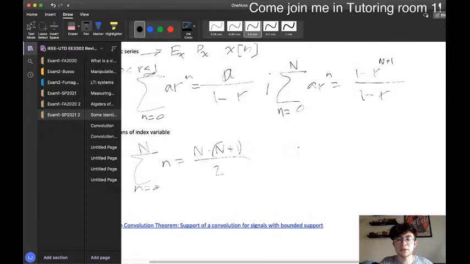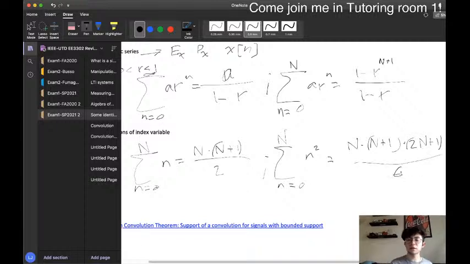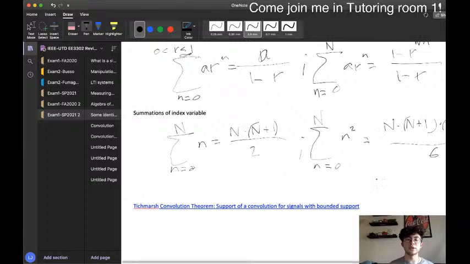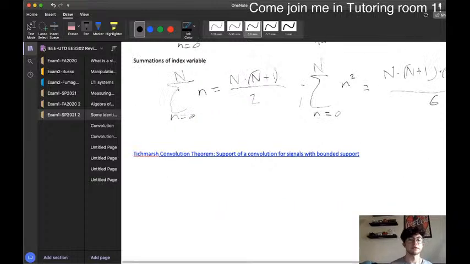We can also get the sum when we're summing n squared, the index variable, with the same number of terms. This is going to be N times N plus 1 times 2N plus 1, and then all over 6. Yeah, so these are two useful identities for calculating energy particularly.